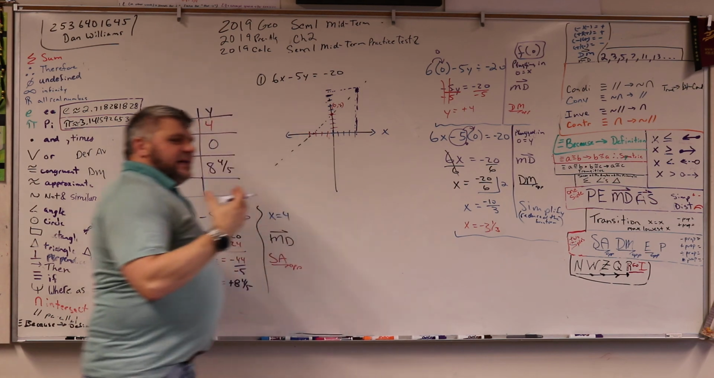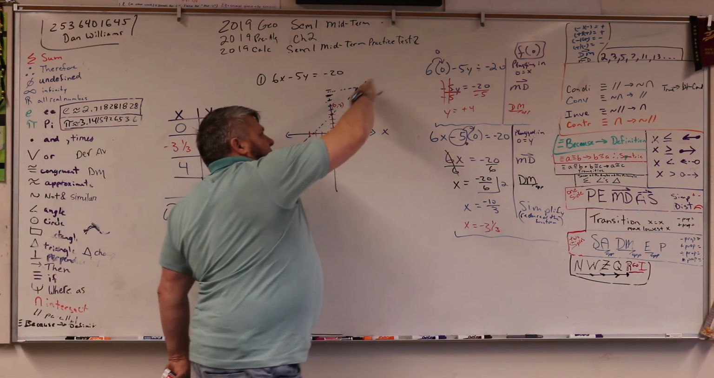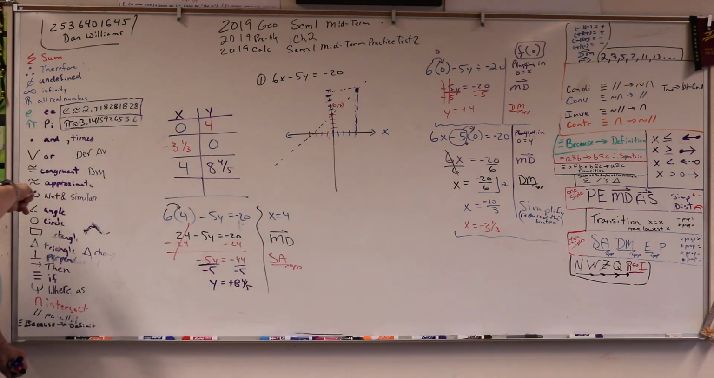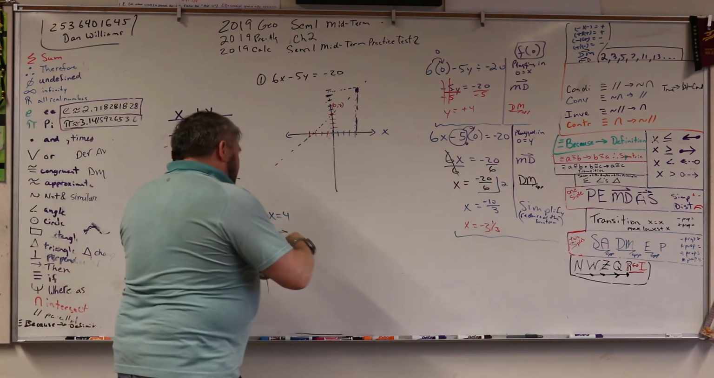So, does that make sense? And look, it's kind of fitting our line, doesn't it? Okay? So, what would be the last number we want to prove that it's a line? So we have this one.